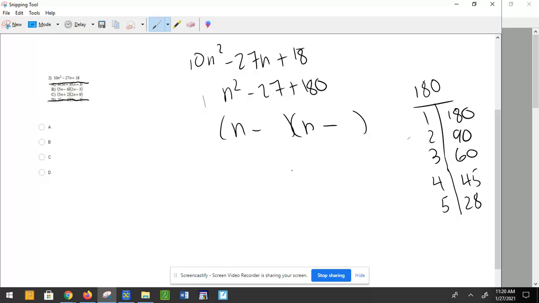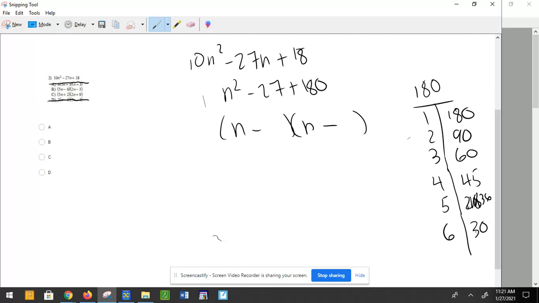Can you divide by 6? I think you can because you've got 2 and 3. So 6 and 180 divided by 6 would be 30. So that adds to 36, which is not 27. So can't do math in my head, but that's okay. 6 and 30 add to 36, so it's not that one.